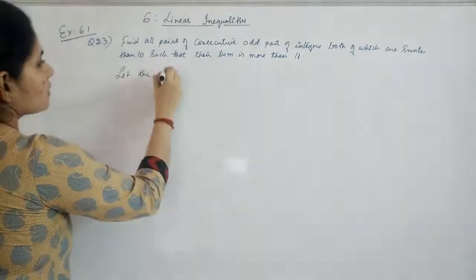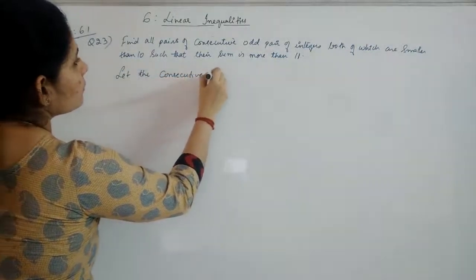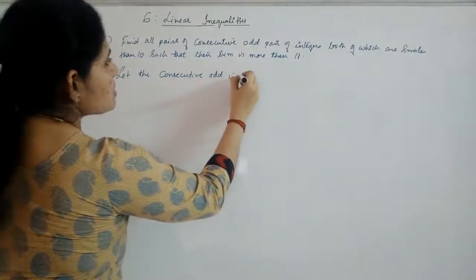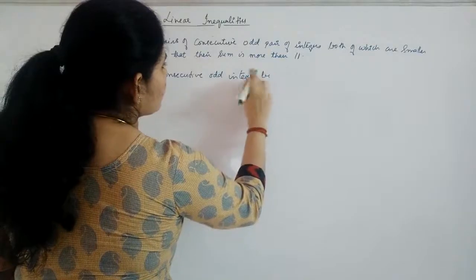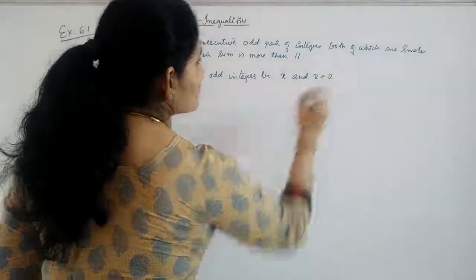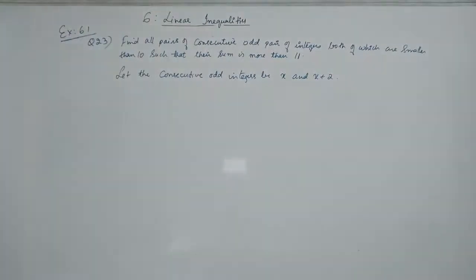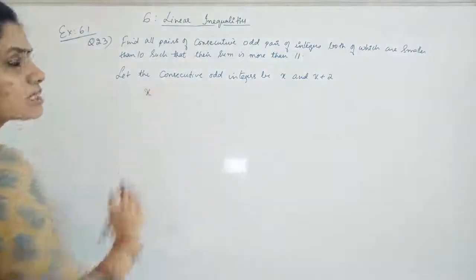Okay, so first we will choose the integers. Let the consecutive odd integers be x and the other one will be x plus 2. Okay, now according to them, they are saying that both the numbers are smaller than 10.